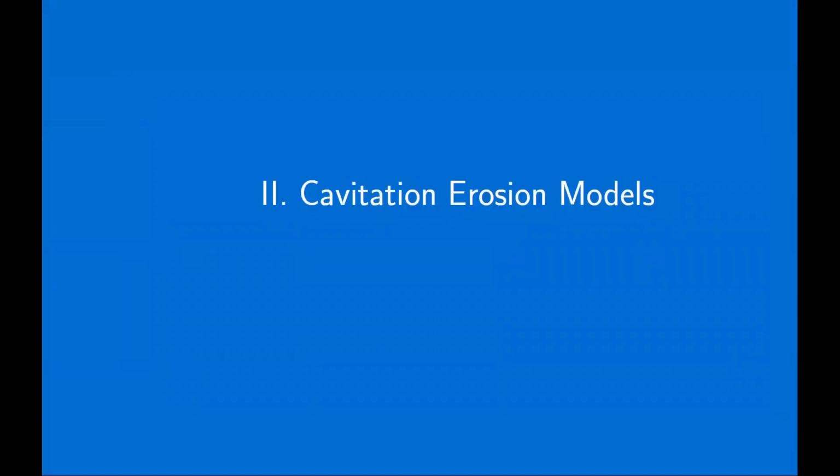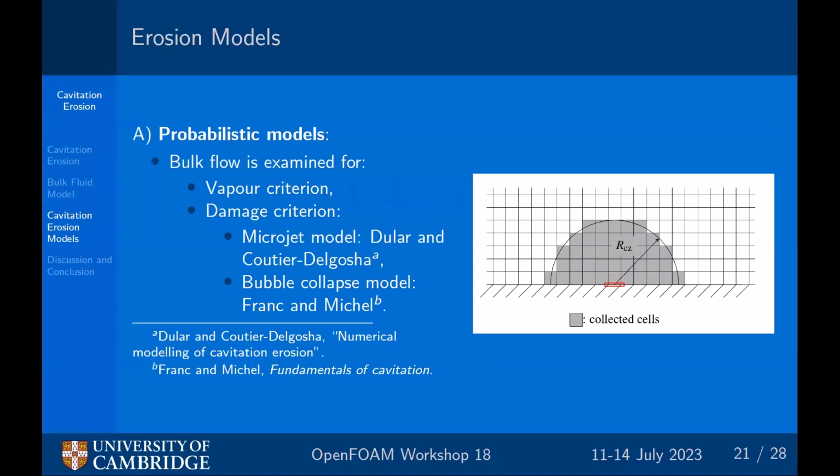Okay, so let's assume that our bulk fluid model gave us the correct pressures, correct number of bubbles, correct bubble sizes. How can we calculate the amount of cavitation erosion? There are two types of models that we can use. The first one is called probabilistic models. The idea here is after each time step, you sample all your faces, you construct a hemisphere around your face, and in this hemisphere, you look for two criteria.